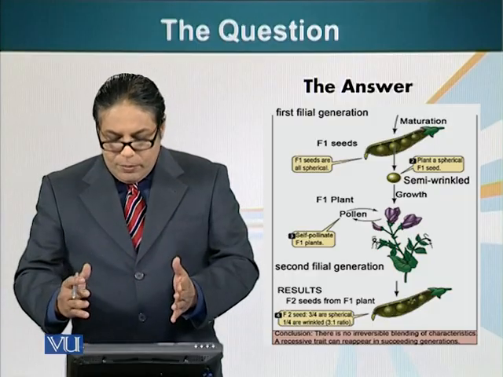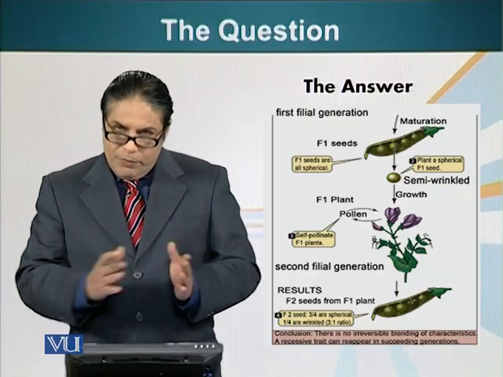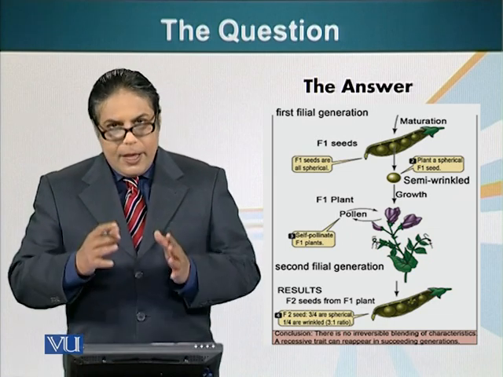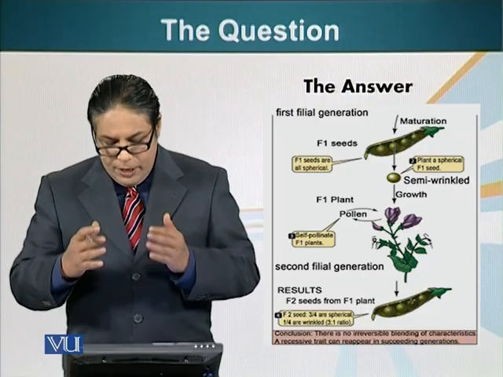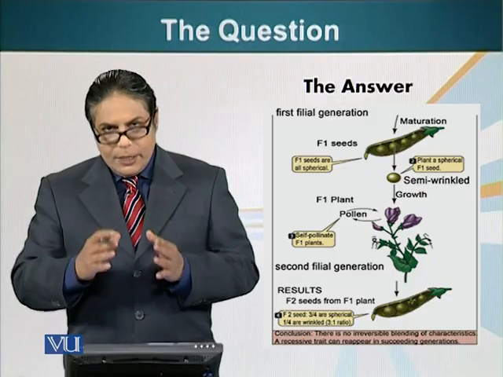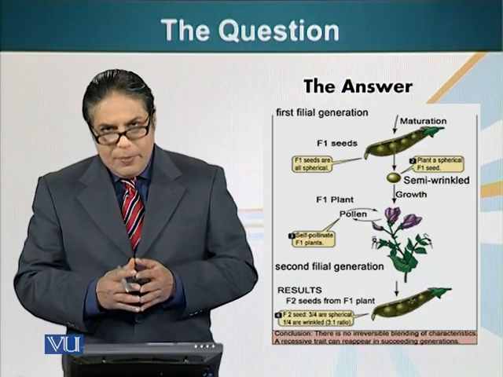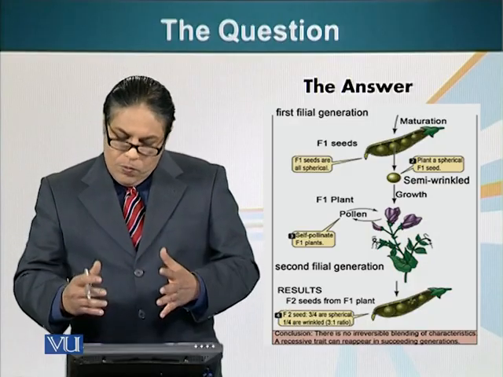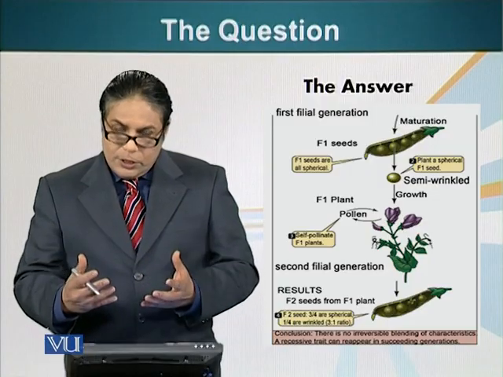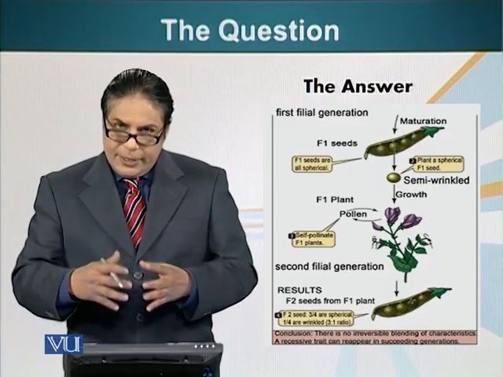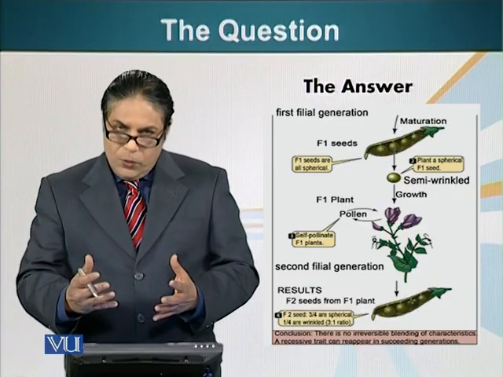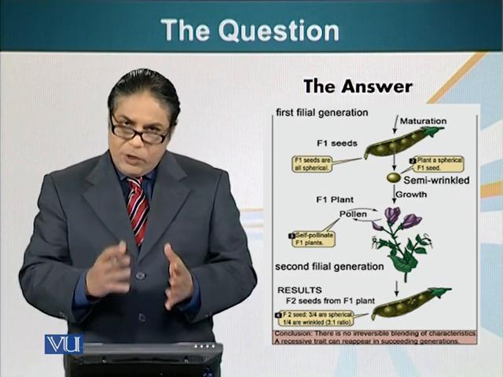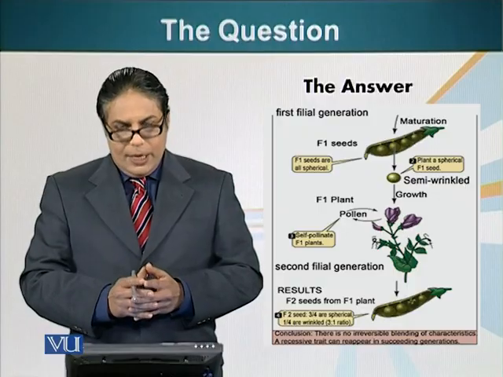Next, he crossed the F1 generation among themselves, and he got the F2 or second filial generation. He saw that in the F2 generation, 3 out of 4 seeds were spherical and 1 out of 4 seeds were wrinkled. So what were the conclusions? How did he use this data to interpret the results and how was he able to make specific conclusions about the particulate theory? We will look at that in the following segment.